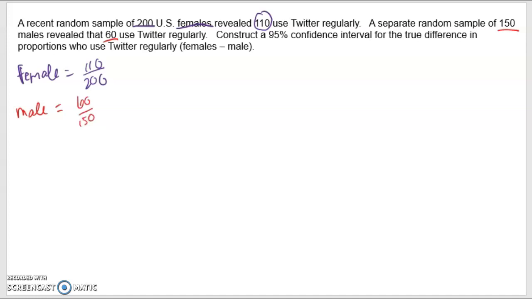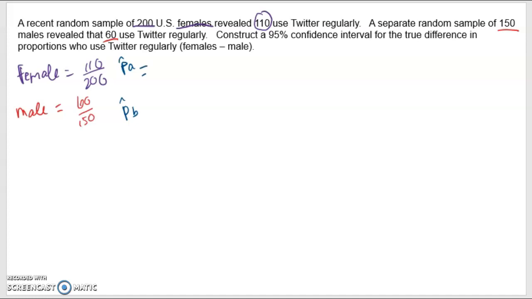Okay? And we want to construct a 95% confidence interval for the true difference in proportion for who uses Twitter regularly. And I think that women are using it more. I always determine my P of A and P of B based on what I think is going to happen, because that means I concretely understand it a little bit more. So I think that women use it more, so my interval is going to be entirely positive. So P hat of A is going to be females and P hat of B is going to be males.